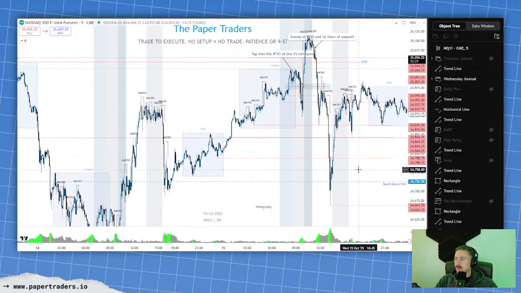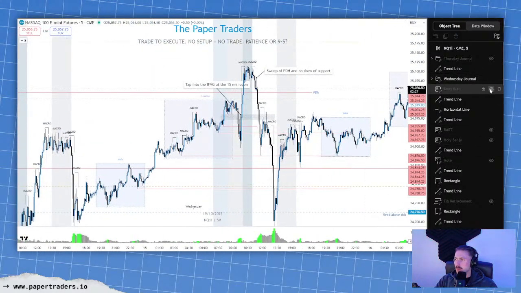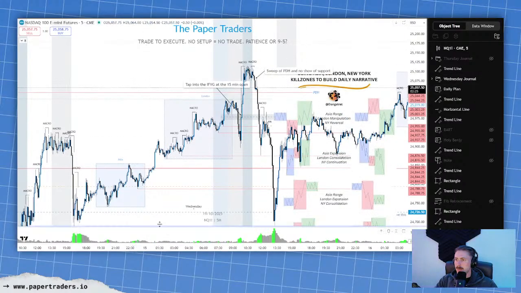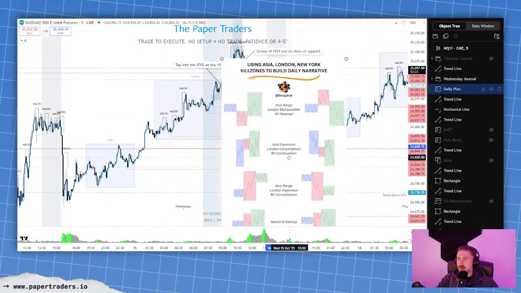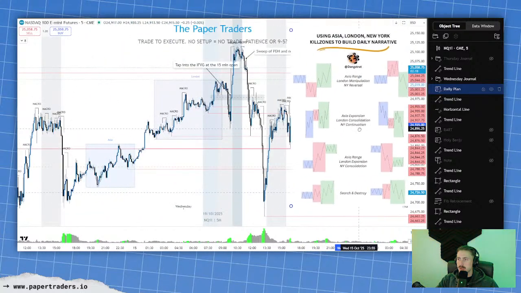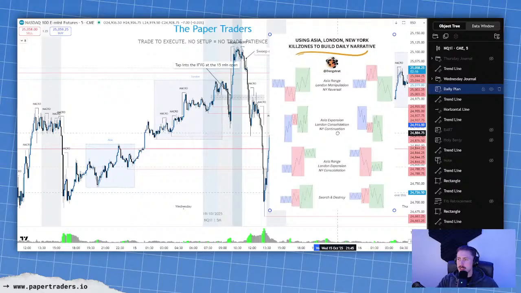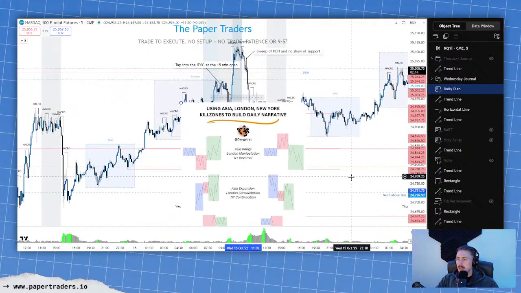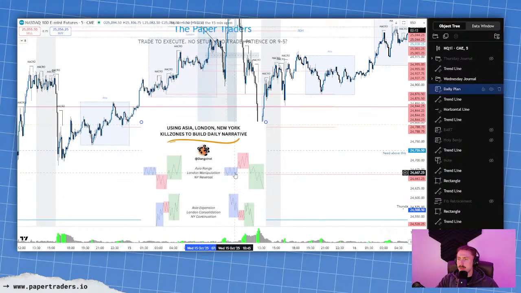Wednesday. So we have this model that we usually play as our daily plan right there. You can see, right, you got your Asian consolidation, London manipulation. So what is New York likely to do? Likely to retrace to the downside, right? So this is the plan that we were playing on this day. It was right here, right there, manipulation, and New York, nice little reversal to the downside.